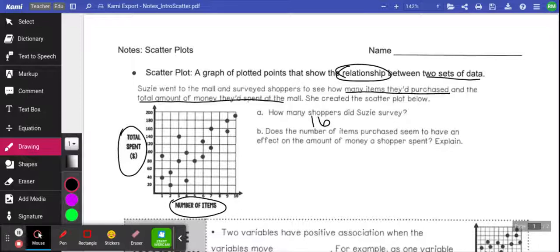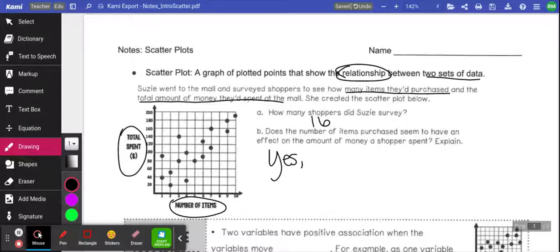I have some people shaking their head yes. We all think yes. I agree. Yes. Okay. Yes. What could you tell me about the number of items and then the total amount spent?